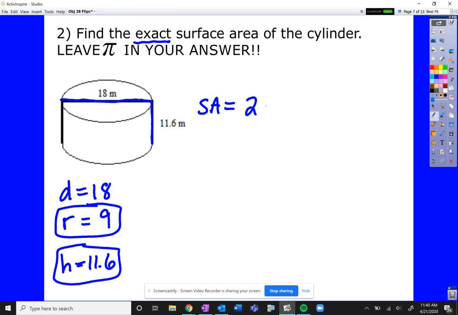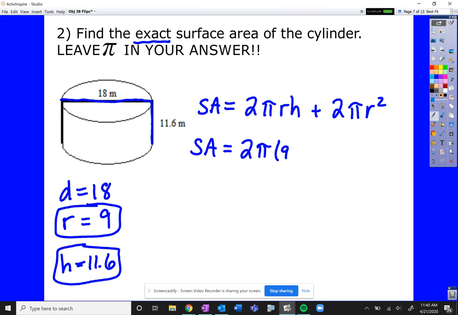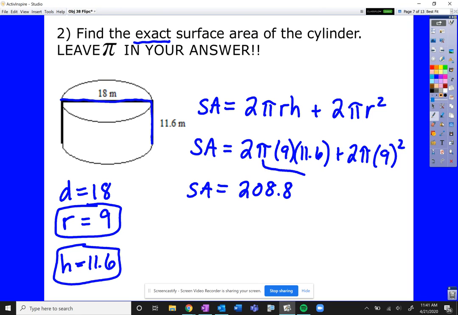Surface area is 2 pi r h plus 2 pi r squared. We are finding the surface area, so we leave it. We're also going to leave pi, so leave 2, leave pi. Radius is 9, height is 11.6, plus 2, leave pi, times the radius of 9 squared. Perfect. We always slide pi to the end, so multiply your numbers around the pi. So 2 times 9 times 11.6 is 208.8. Slide your pi.